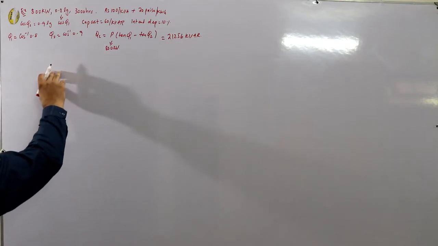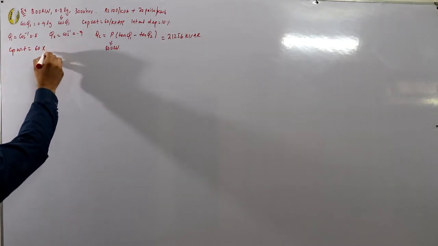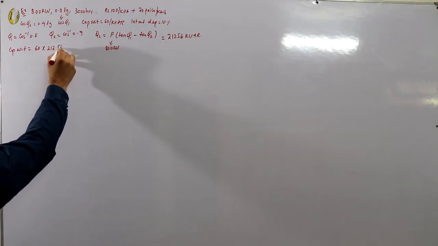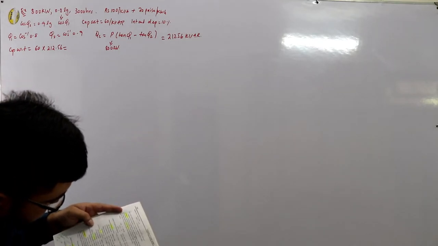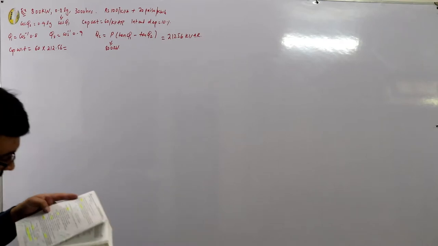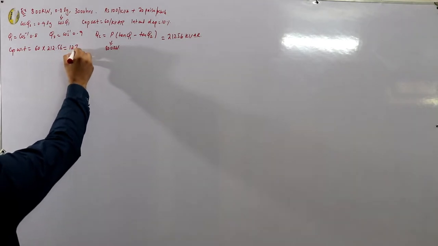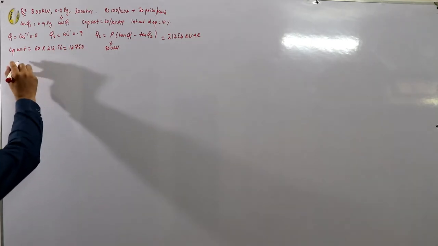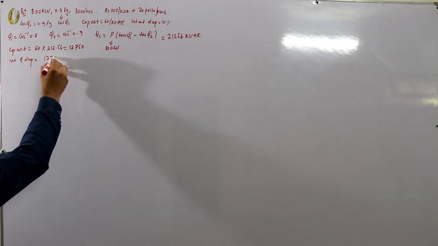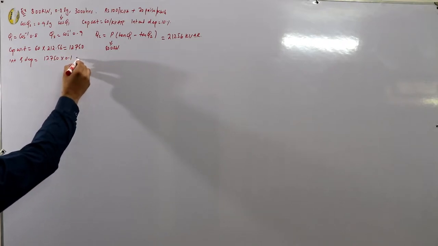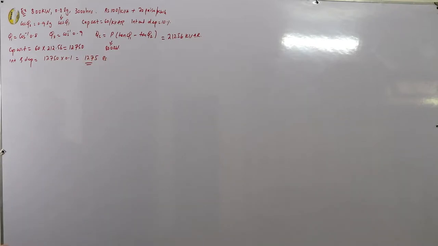Which means the cost of the capacitors would be rupees 60 per kVAR, and the kVARs are 212.56. So the capacitor cost would come out to be 12750. And you also have to do what? 12750 is the capacitor cost, and then you have the interest and depreciation factor as well. So 12750 multiplied by 0.1, right? So the final capacitor cost would be 1275 rupees, and this is per annum.